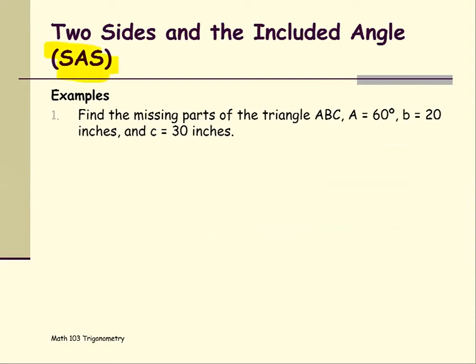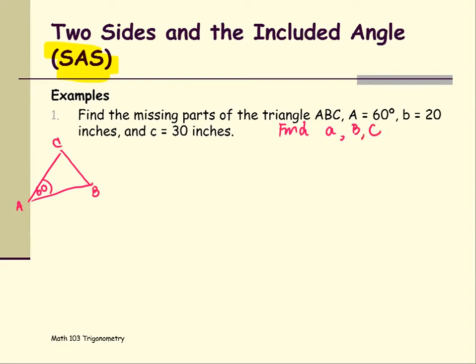Let's see examples. The first case, we look at two sides and the included angle provided, or the side angle side, SAS case. For this problem, we have triangle ABC and angle A is 60 degrees. I'm going to draw the diagram first. Angle A is 60 degrees. The side A is not known, so we have to find the missing part, which is side A. Angles B and C are not provided. Those we have to find as well.